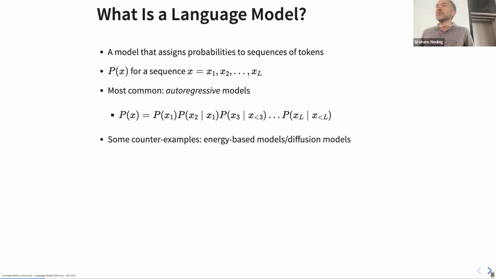There are some counterexamples to this. The one major counterexample that we're going to talk about in this class is diffusion models. Diffusion models are a very different type of model with a very different inference algorithm. From the point of view of inference, they're interesting in that way, but that's going to be one class out of all of them. So unless I mention that we're doing something different, assume that we're talking about autoregressive models.